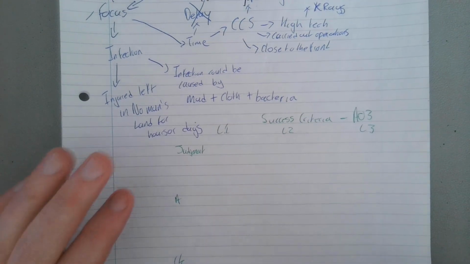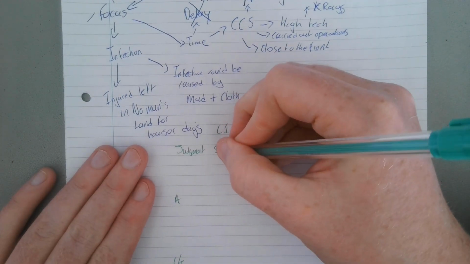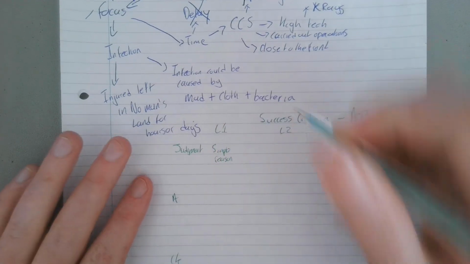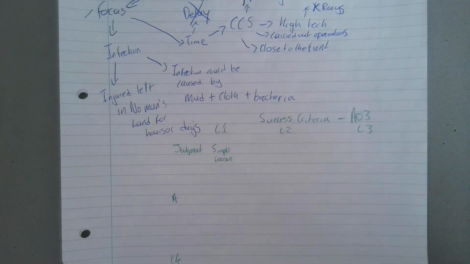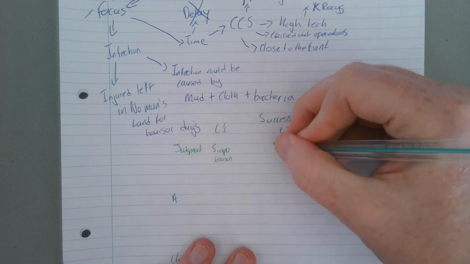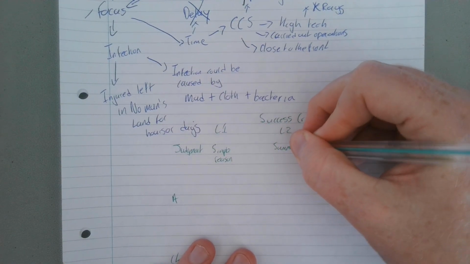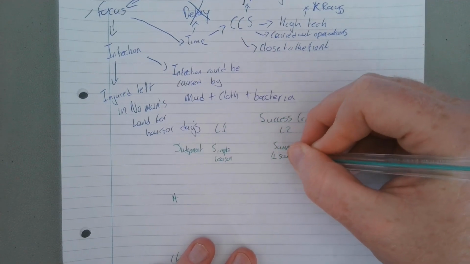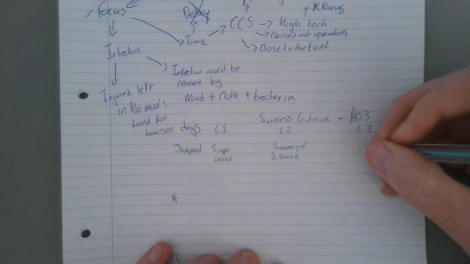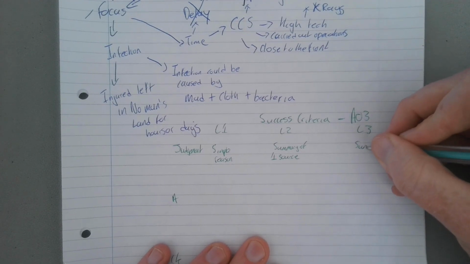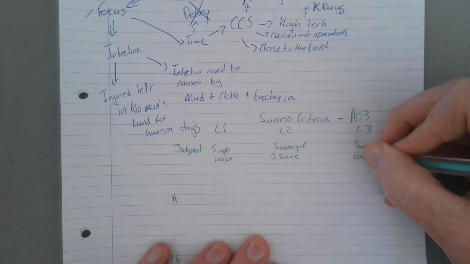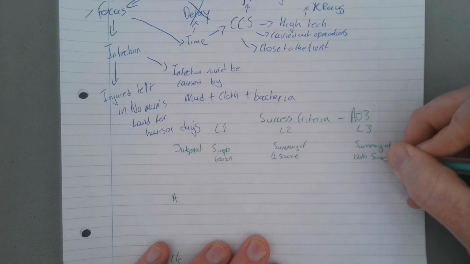So this is 1 to 2 marks. Level 1 is a simple reason. One way source A is useful is because, and that's it. That's all they've put. Level 2 is a summary of one source. Level 3 is a summary of both sources. And I just want to clarify what I mean by summary.